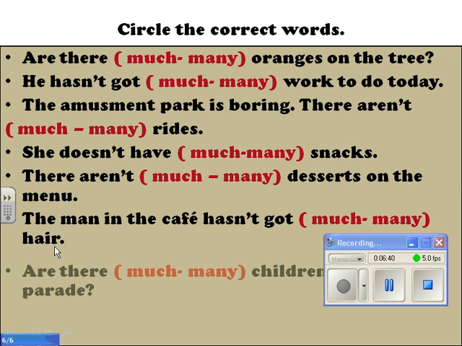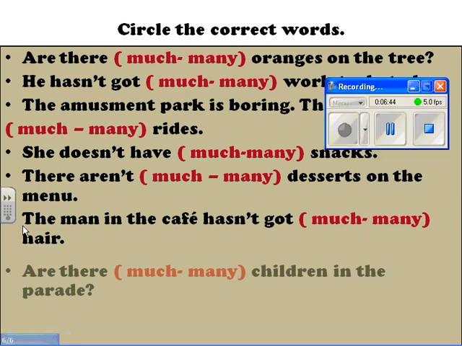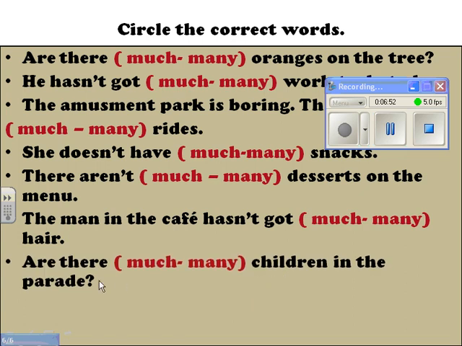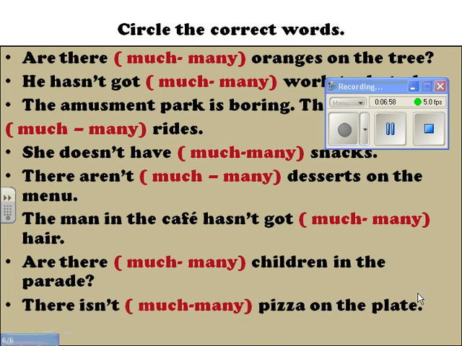Okay? Are there much or many children in the parade? Can you count the children in the parade? Of course, yes. So we'll use many. Are there many children in the parade? Okay, the last one. There isn't much or many pizza on the plate. Pizza. Can you count the pizza on your plate? Yes, so it's countable. So we'll choose there isn't many pizza on the plate.